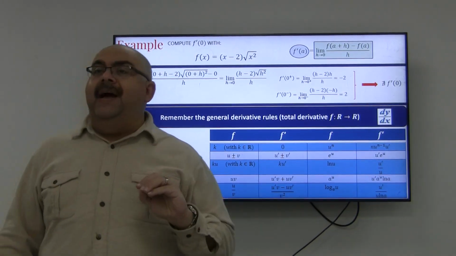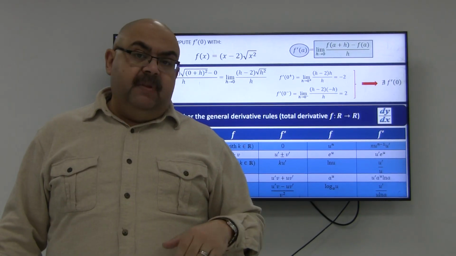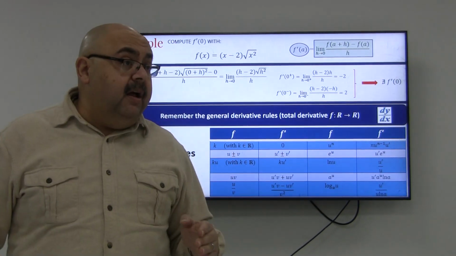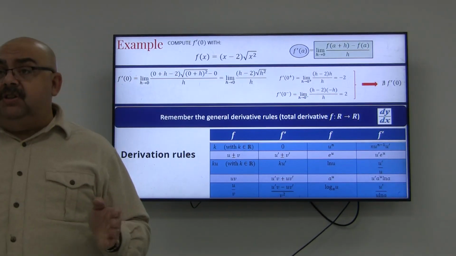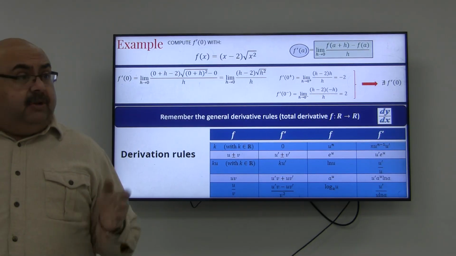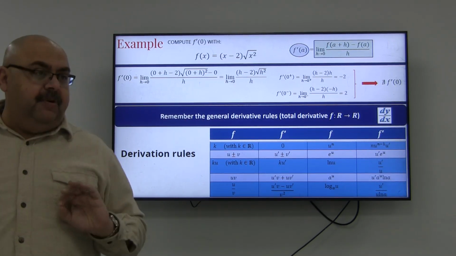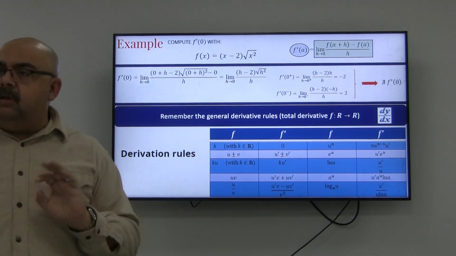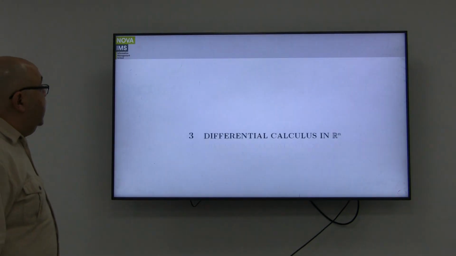Of course, you will have a derivative formula sheet in your exam, like the formula sheet that we used in the previous exam. It will contain some of these rules, but you will also need to remember them. It will make your life much easier if you just memorize them. Okay, that's for the total derivative, as I told you.